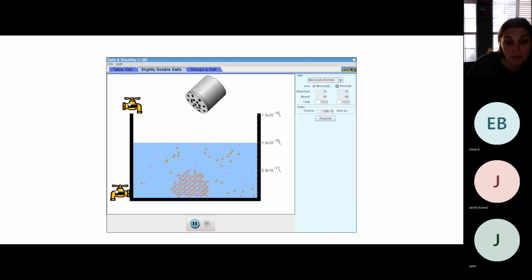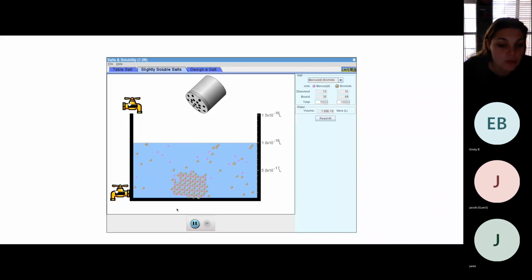Once that tipping point has been reached, no matter how much more you put in there of that salt, you're not going to get any more to dissolve and kind of lift up, right? Unless you do things we'll talk about in a minute, like change the temperature or change the pressure, right?